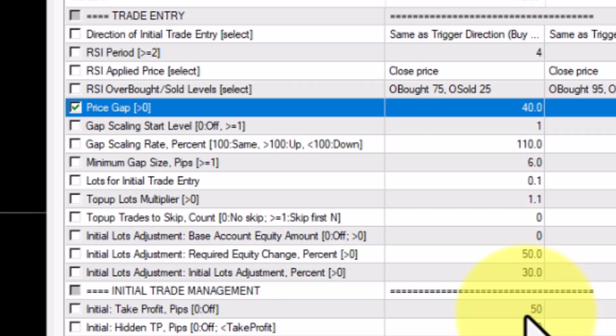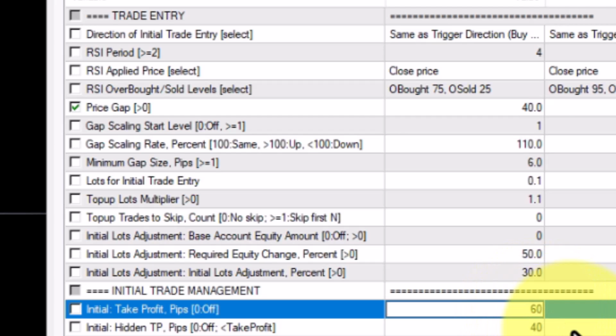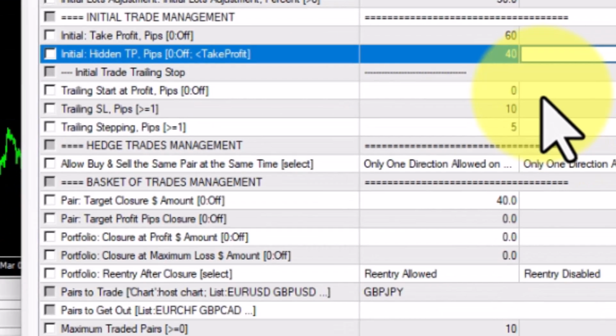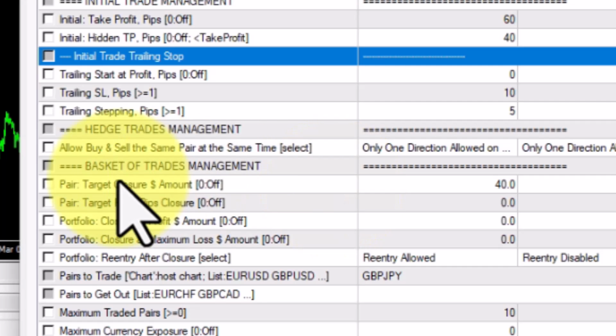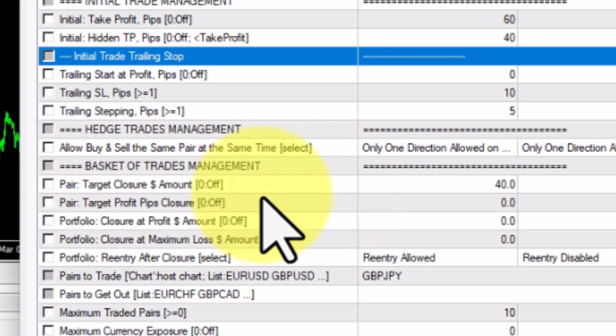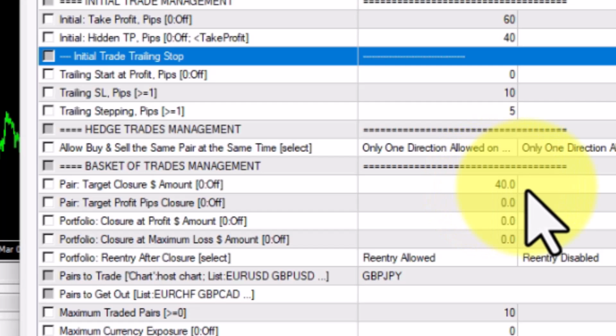So we'll say we actually want a hidden take profit of 40. So you see there, in other words, the initial trade has to travel 40 pips to cash in. That's its target. But we're going to tell the broker that our target is actually 60. So that's just one of the quirks of this EA. We're not going to use a trailing stop. And then the target closure for the basket of negative trades. So in other words, they will close at this amount, and I'm going to make it the same as our normal target of 40.